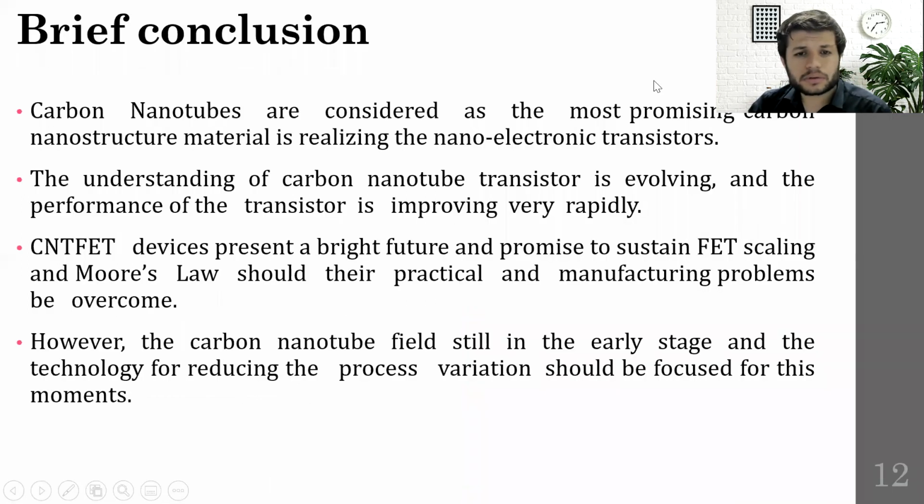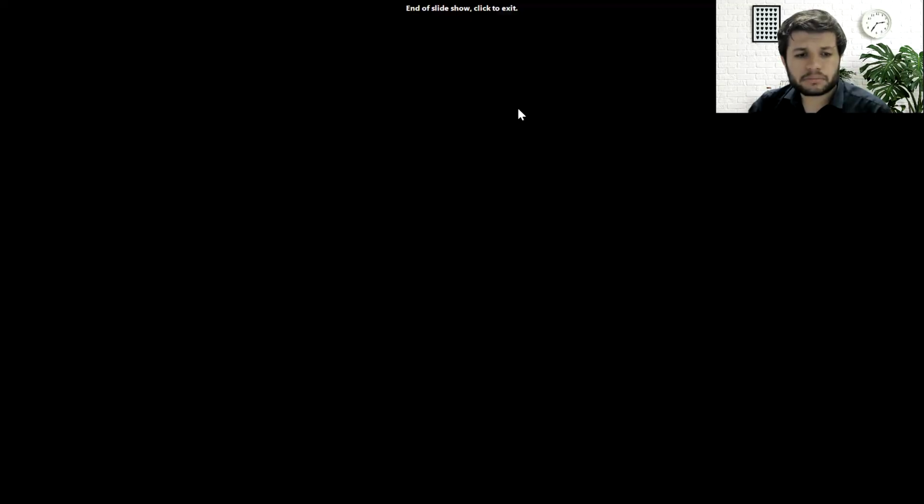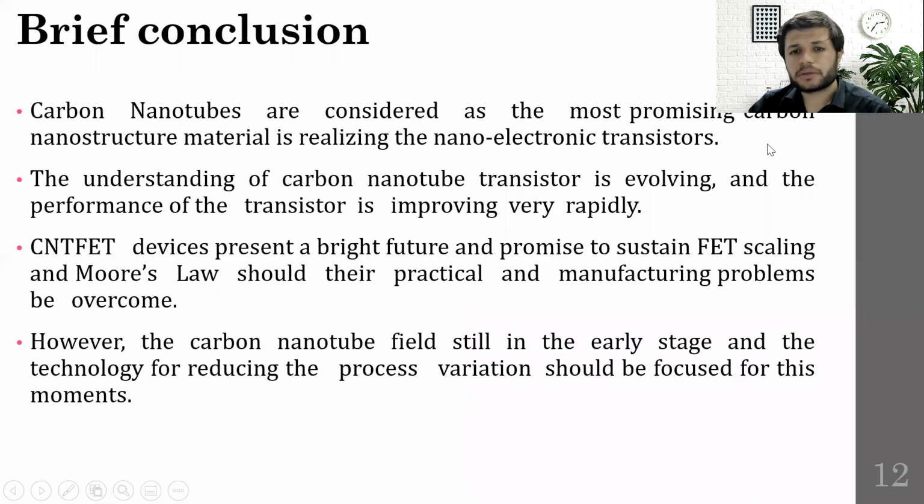I'm now concluding my presentation: carbon nanotubes are considered the most promising nanostructure material in realizing nanoelectronic transistors. Understanding of the carbon nanotube transistor is enabling, and the performance of the transistor is improving very rapidly.